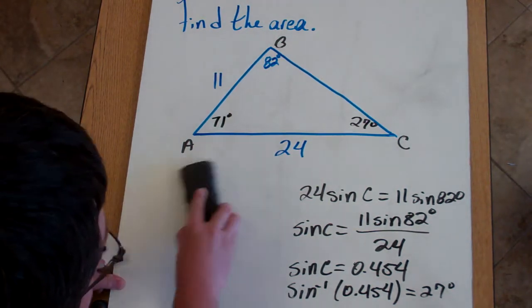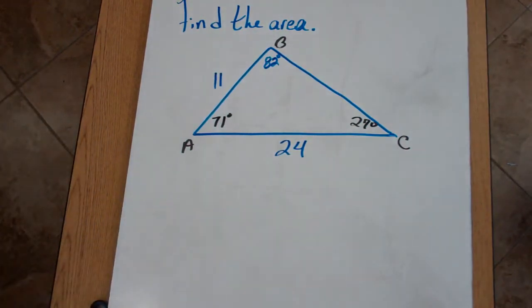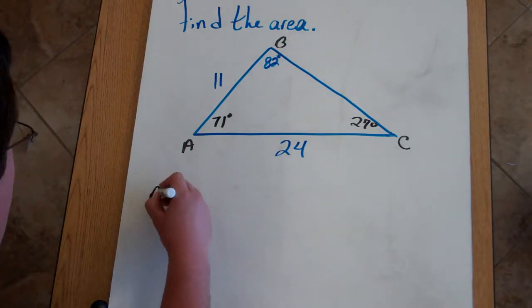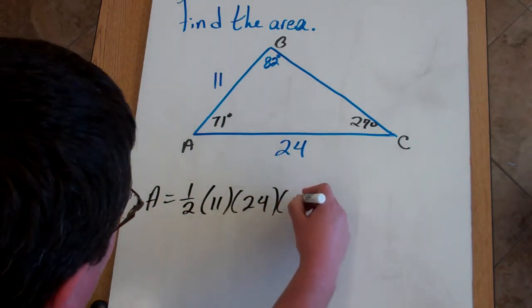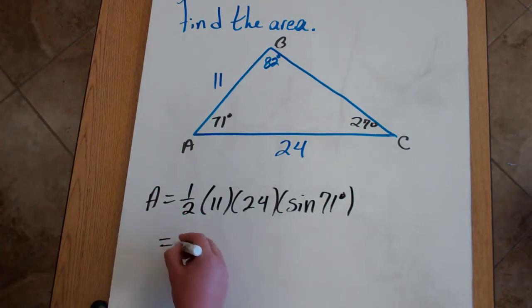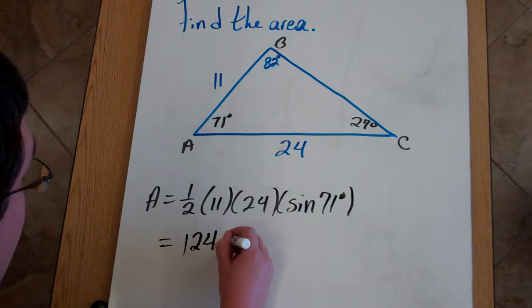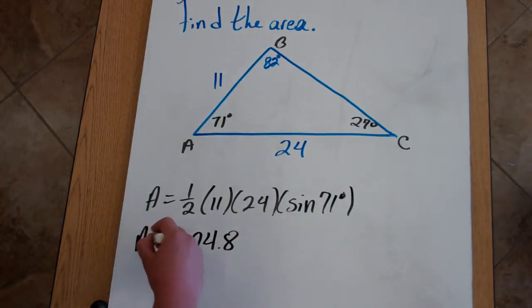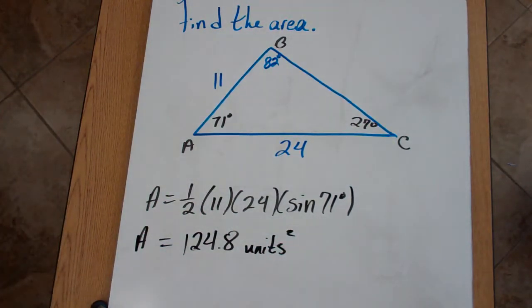All right? Let me erase this. All right, gone. So now, our area is simply 1/2 times 11 times 24 times the sine of 71 degrees. So, punch this into your calculator, and you should come back with 124.8 is the area. Of course, units squared. I'll write that. Units squared is the area of triangle ABC.